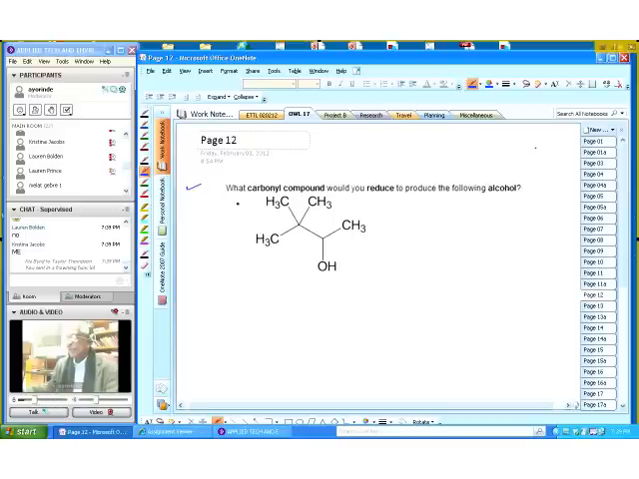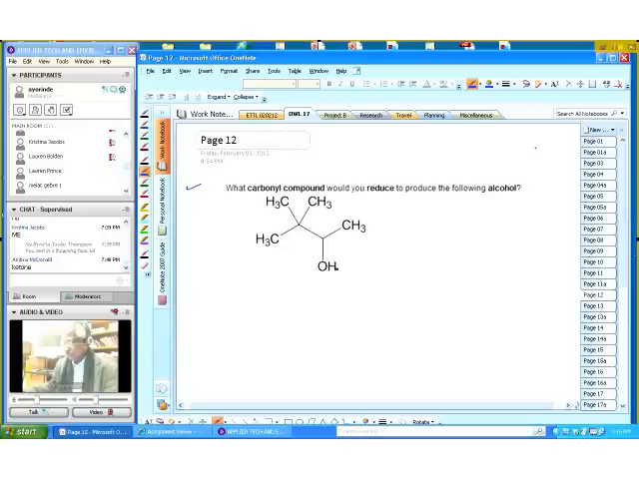So they've already told us we are going to do a reduction here. So the clue to that is they are simply telling you you are going to be adding hydrogen. Okay, so therefore the answer is a ketone. Excellent. Okay, Andrea has given us the answer. So which is to say that here, you are forming a secondary alcohol.